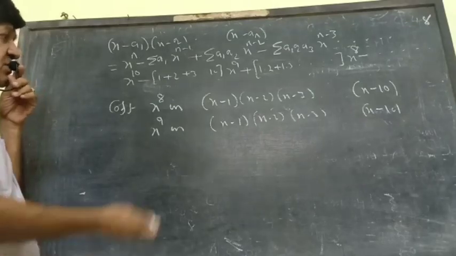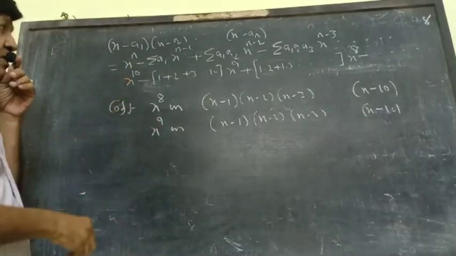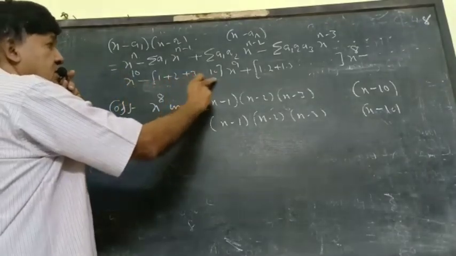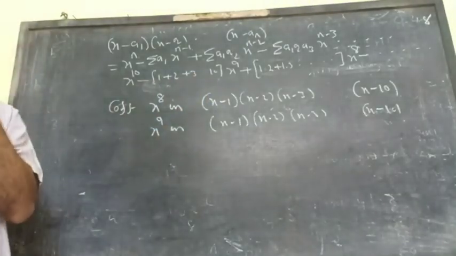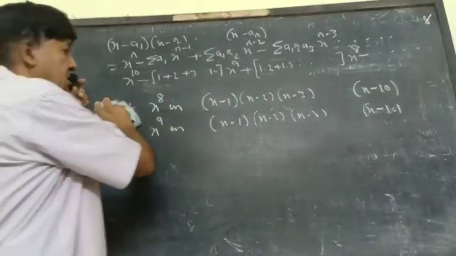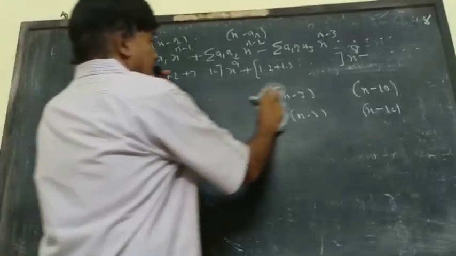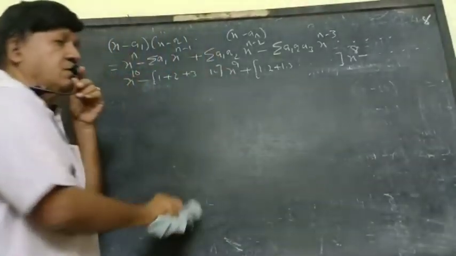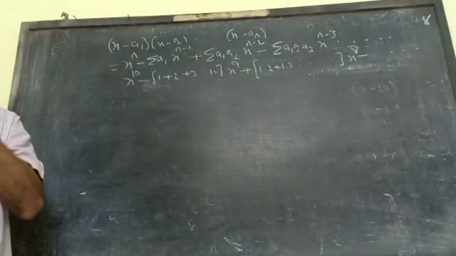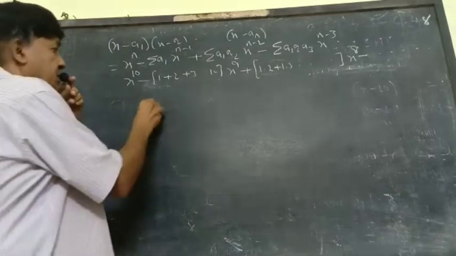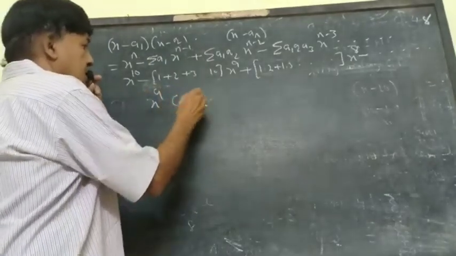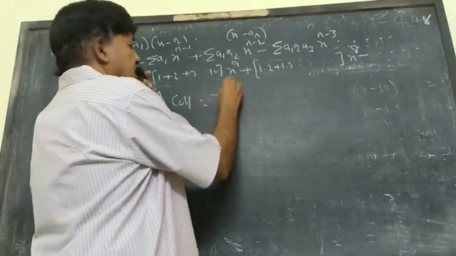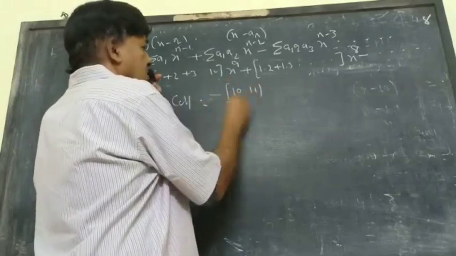So what is x power 9 coefficient? It's very simple. Minus of 1 plus 2 plus 3 up to 10. That easily you can calculate. So coefficient of x power 9 means it is very simple. So x power 9 coefficient is nothing but minus of 10 into 11 by 2.